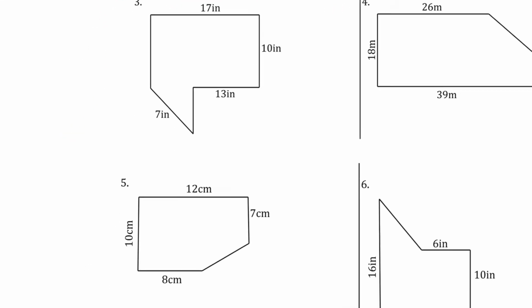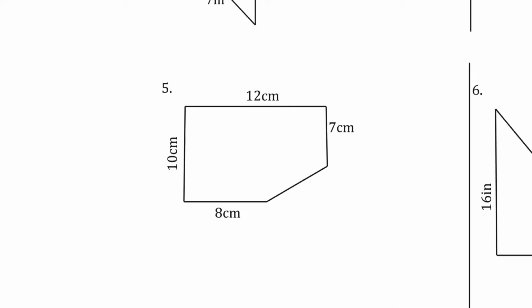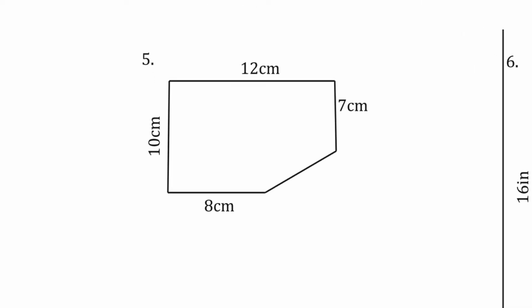Okay, let's drop down to number 5. On all of these, there's definitely more than one way to do it. On this one, I'm going to do it like this. I'm going to split it right here. Sort of drawing a straighter line there. But anyways, you get the idea. So we're splitting it into a rectangle and a trapezoid.